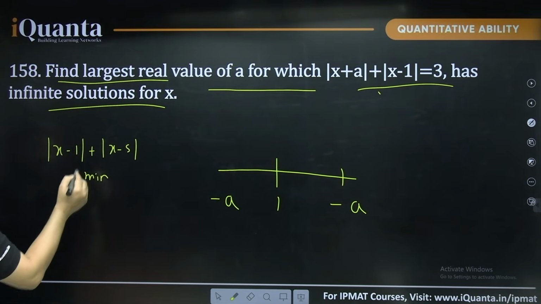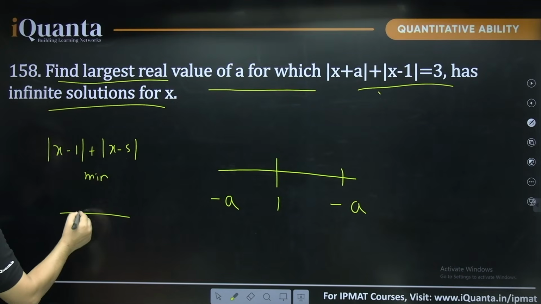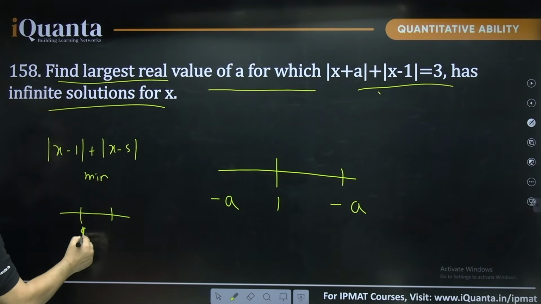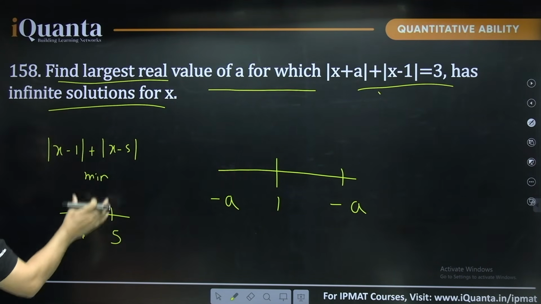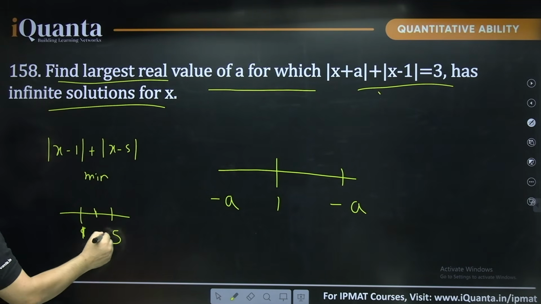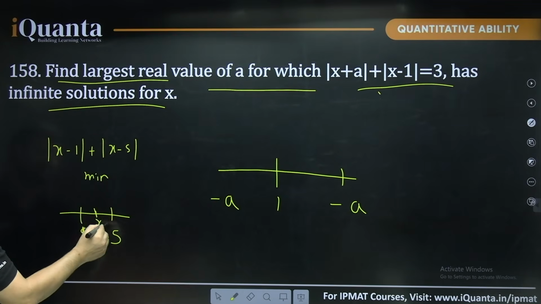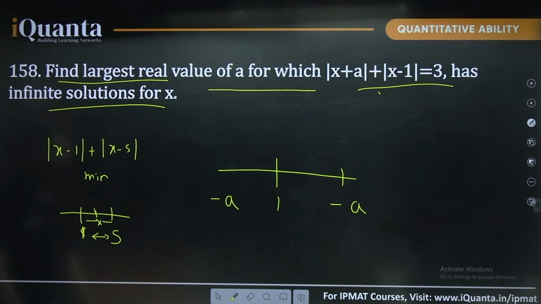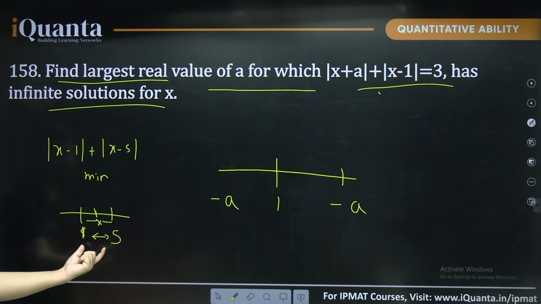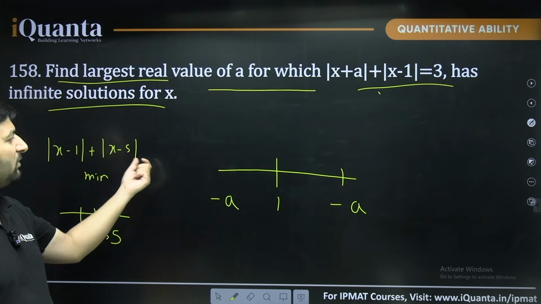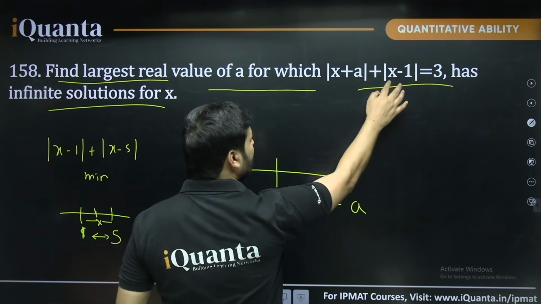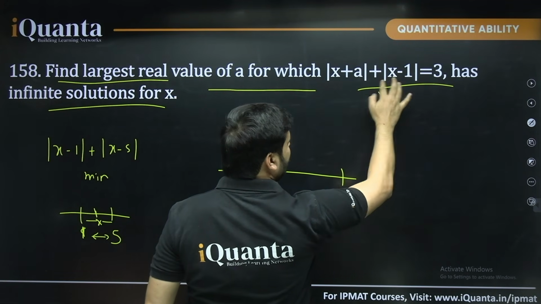So then what happens in this case? I know that 1 and 5 are my critical points, and when do I get the minimum value? When x is between 1 and 5, yes or no? That is why the distance from 1 and from 5 is the minimum. So that means I am actually counting the distance between 1 and 5 and that should be equal to some given value. So here also can I say that this is a distance, this is a distance, sum of those distances is 3.